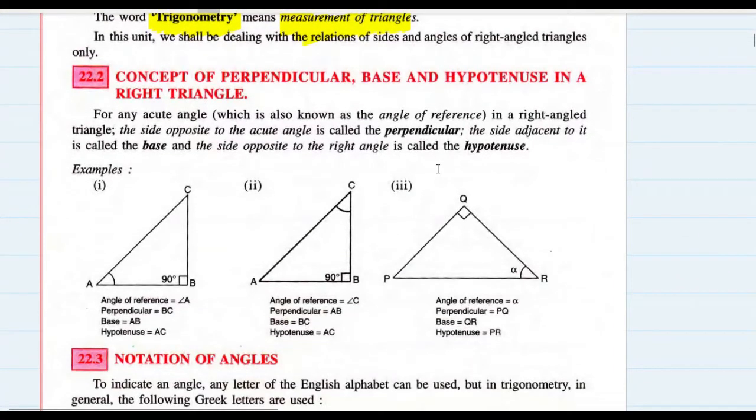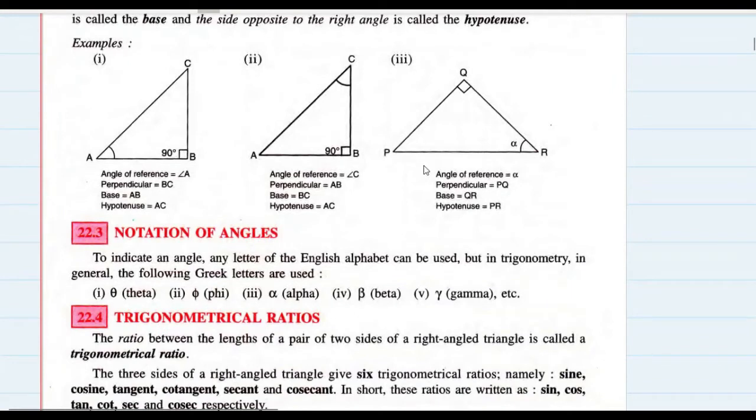All right. So in this unit, we shall be dealing with relations of sides and angles of a right angle triangle. So let's understand the concept of perpendicular, base, and hypotenuse in a right triangle. Okay. So for our reference, we are going to give them some easier names. Perpendicular, base, and hypotenuse are, of course, known to us. They are not new concepts. But for our reference, we will call the base as adjacent side, the perpendicular as opposite side, and hypotenuse as hypotenuse only. Okay. So let's understand, with respect to each angle, what is the opposite side, what is the hypotenuse, and what is the adjacent side.